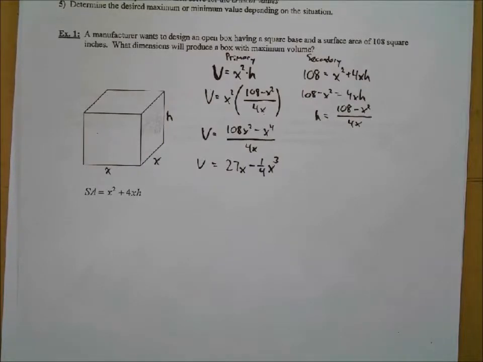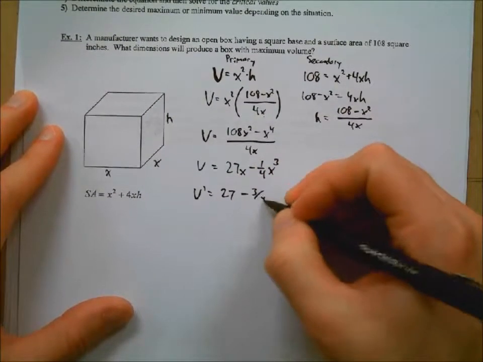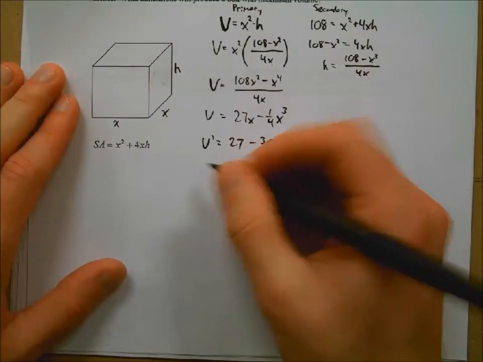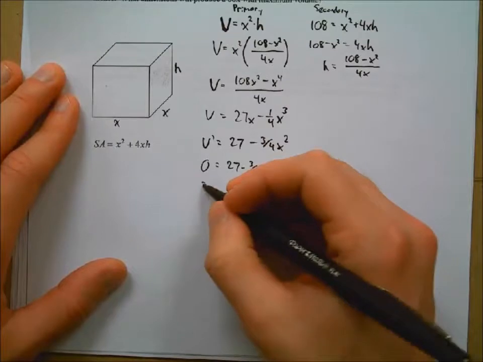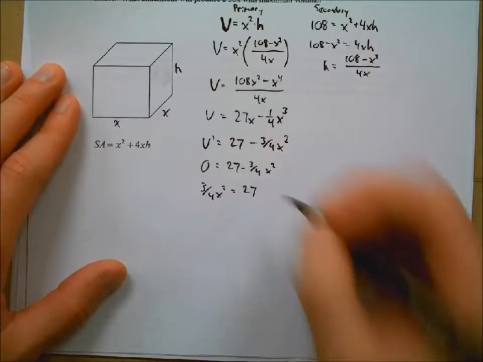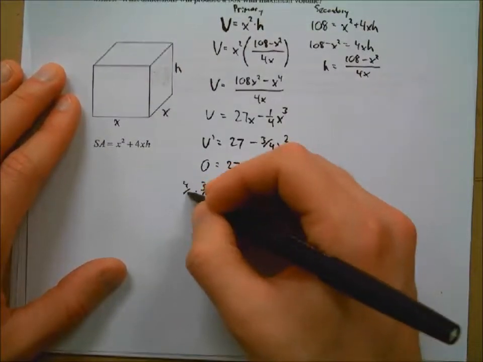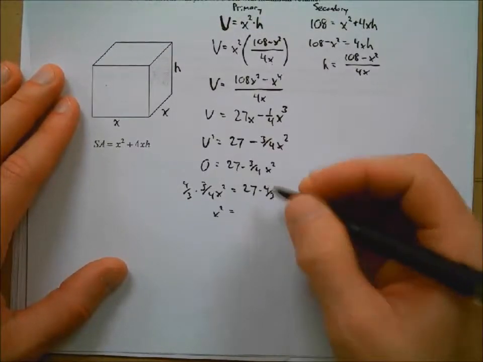All right, so now we finally have v in terms of a single variable, and we still have to maximize this thing. How do we find the maximum of a quantity? Take the derivative, and then what? Find those critical values. So minus 3/4 x squared there. Okay. And so we'll set it equal to 0. We'll add the 3/4 x squared over. Multiply both sides by 4/3. I guess I'll show that here. Okay, so 27 divided by 3 is 9, times 4 is 36.